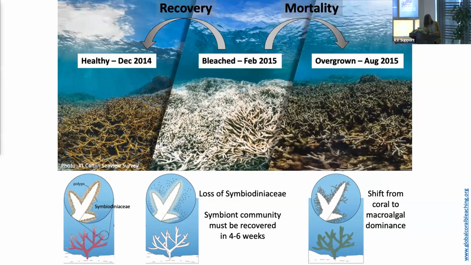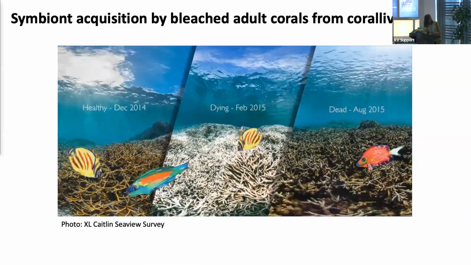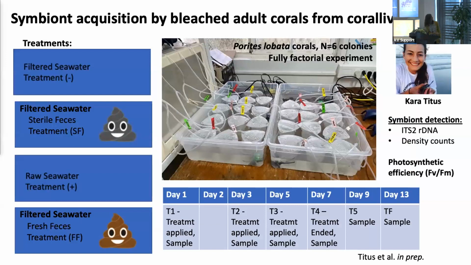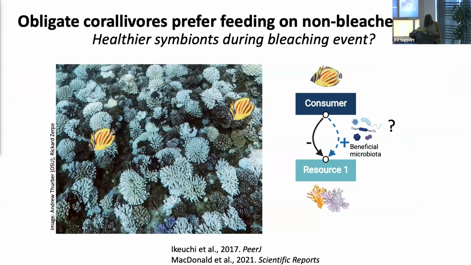So this is overgrowing algae in this scenario after a bleaching event, not that the coral is alive. And so we're thinking about whether fish feces might play an important role in helping adult corals recover their symbionts on the reef. And so we are trying this as well. And this might be really particularly interesting in moderate bleaching events where there's partial bleaching or patchy bleaching for different colonies on the reef.